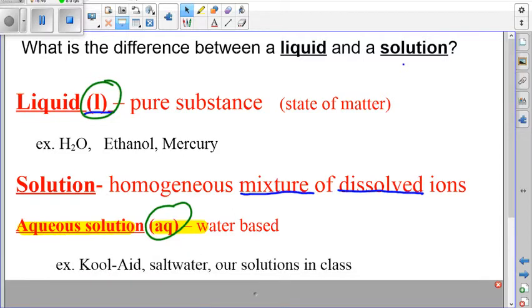Some examples: Kool-Aid, salt water, all the solutions we use in class. You don't have to write that down, but you should be able to tell me some examples of aqueous solutions. Like I said, there's about 30 or 40 different ones up there in those cabinets.